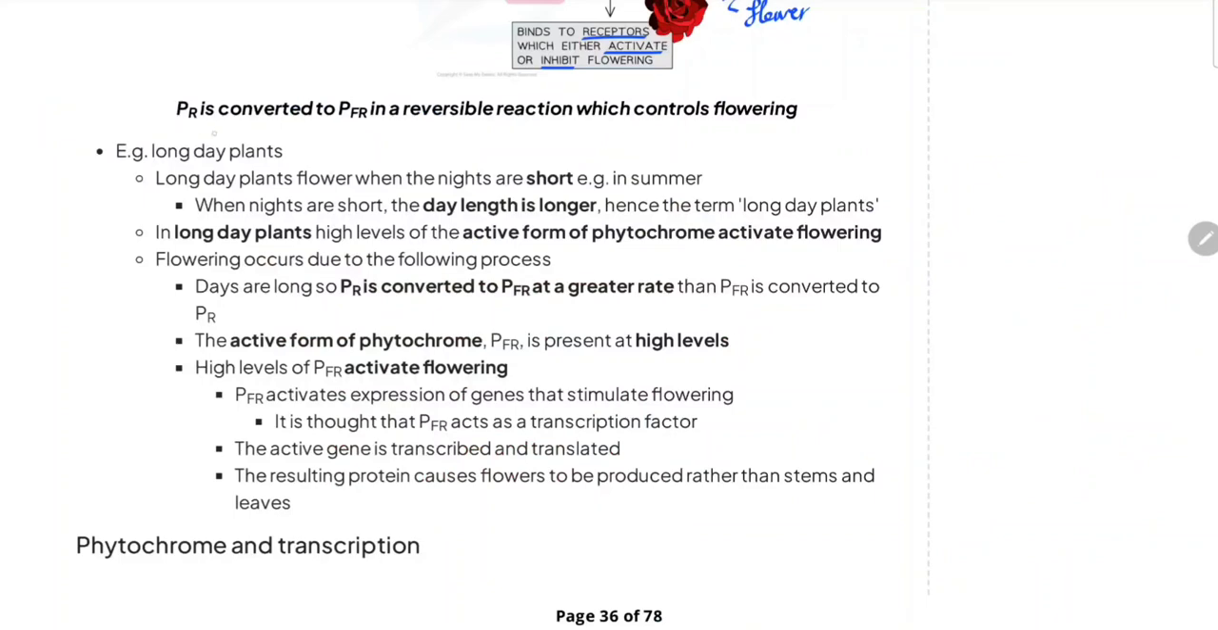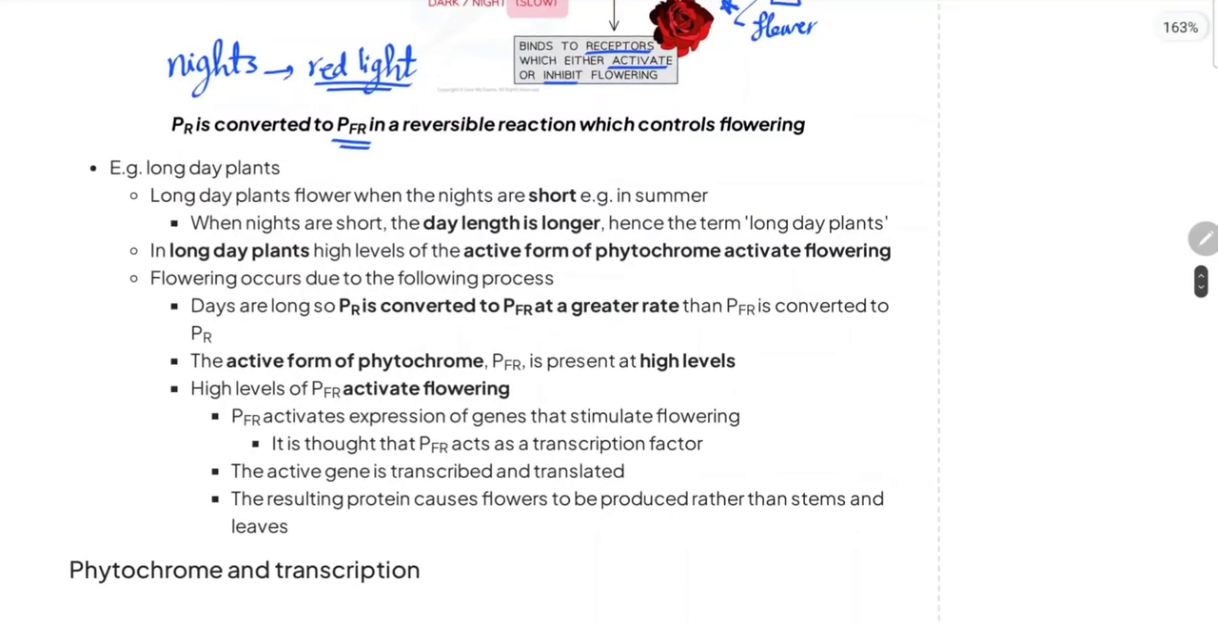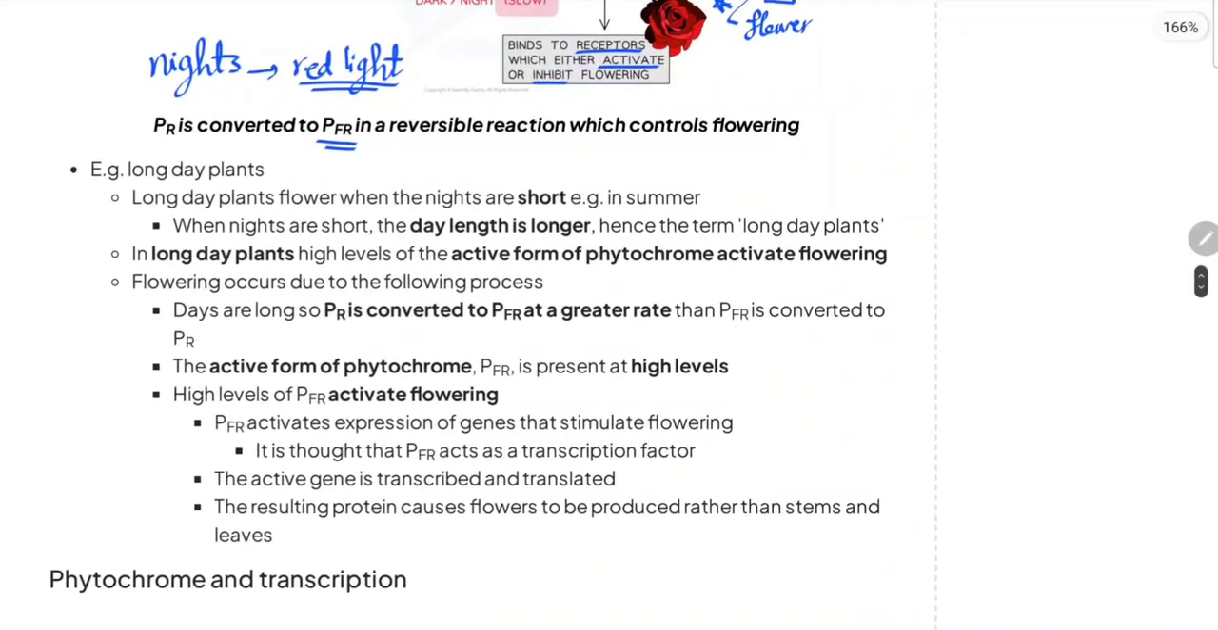And here is a summary. Of course, we said that the PR is converted to PFR. That's why we love nights. Why do we love nights? Nights have the red light, which is at a low wavelength of light. Okay, it's at a low wavelength of light. That's why whenever the red light is available, it can convert the PR, which we don't like, it's inactive, using red light into PFR, the one we like, and it's active and beautiful.